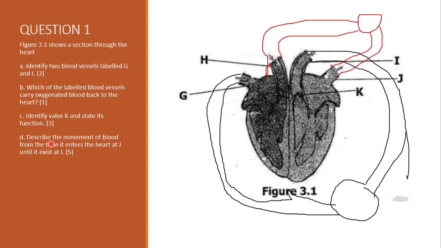What is happening on the left side is also happening on the right side. But our focus here is on the left side because the question is saying describe the movement of blood from the time it enters at J up to the time it comes out at I. So our focus is on this side and not on this side. But bear in mind that what is happening on this side is also happening on this side. So blood is entering at the same time. These valves are closing and opening at the same time. Blood is coming out at the same time, but it's just going to different destinations. So when this chamber is full, it also means that this other chamber is also full.